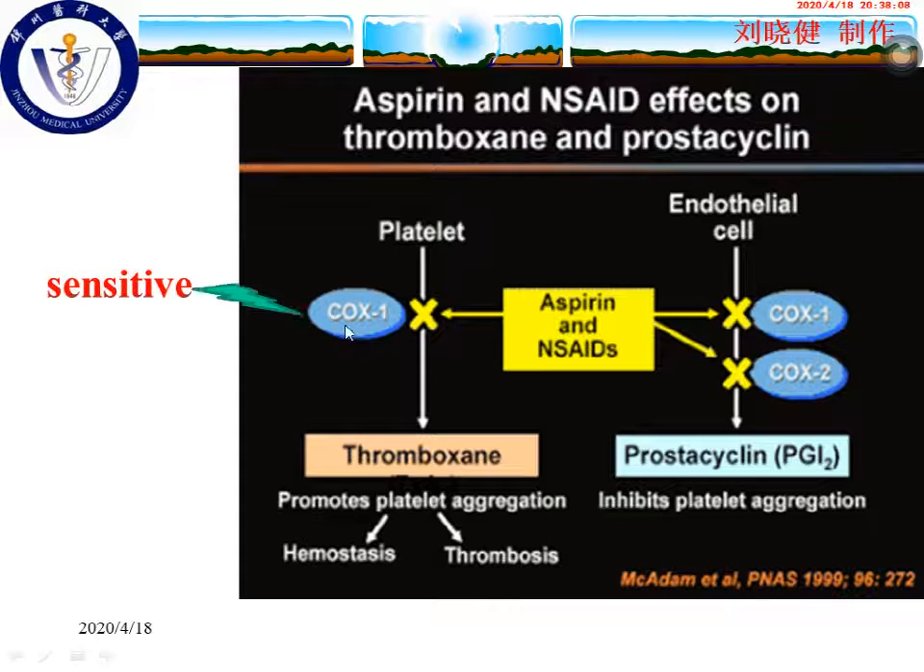COX-1 is more sensitive than COX-2. So when we use aspirin at a relatively low dose, it mainly inhibits COX-1, and the effect on COX-2 is very weak. So the result is inhibition of platelet aggregation and of vasoconstriction. So it inhibits thrombosis formation.